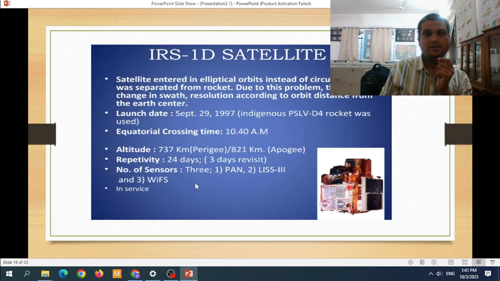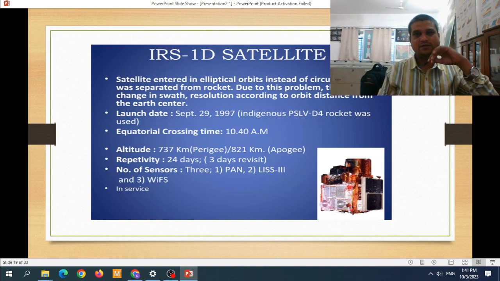Okay, then IRS-1D satellite. This satellite entered an elliptical orbit instead of a circular one after it was separated from the rocket. Due to this problem, there is a change in swath and resolution according to the orbit distance from the Earth's center. The launch date is September 29, 1997, crossing time 10:40, altitude 737. Number of sensors is 3. Every time there is a change in the number of sensors, you have to remember them. Mostly LISS-3 is common for everyone, and WiFS and PAN may be changing.